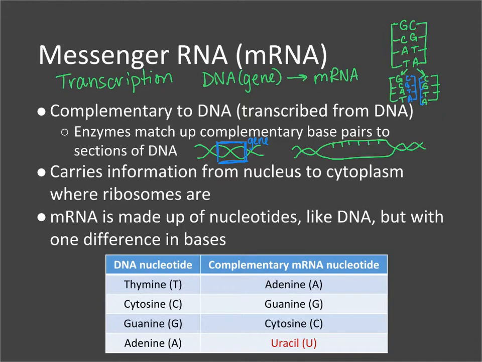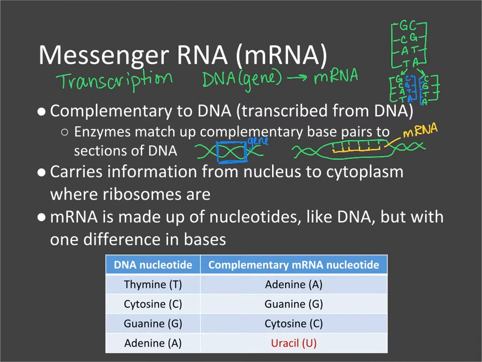And then we have enzymes known as RNA polymerase that are going to come in and basically make a strand of mRNA using the DNA as a template. So this area in yellow here is going to be our mRNA.